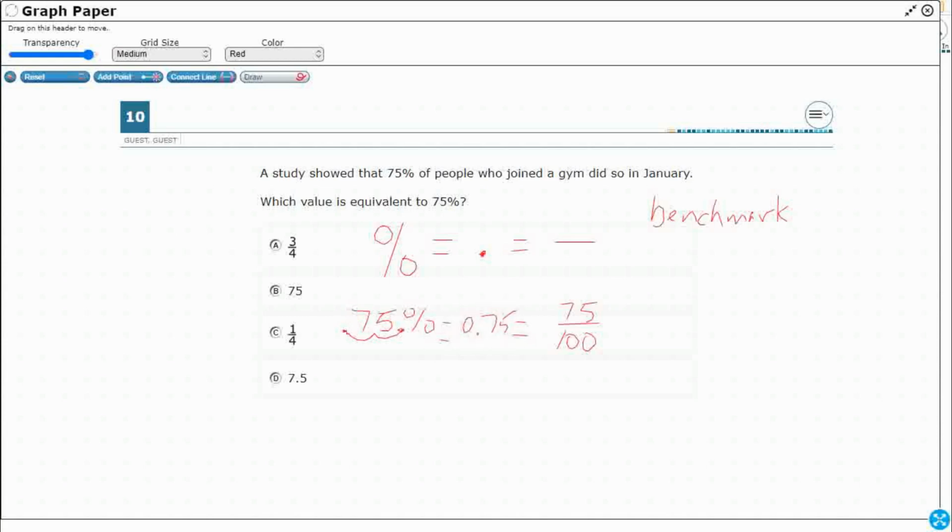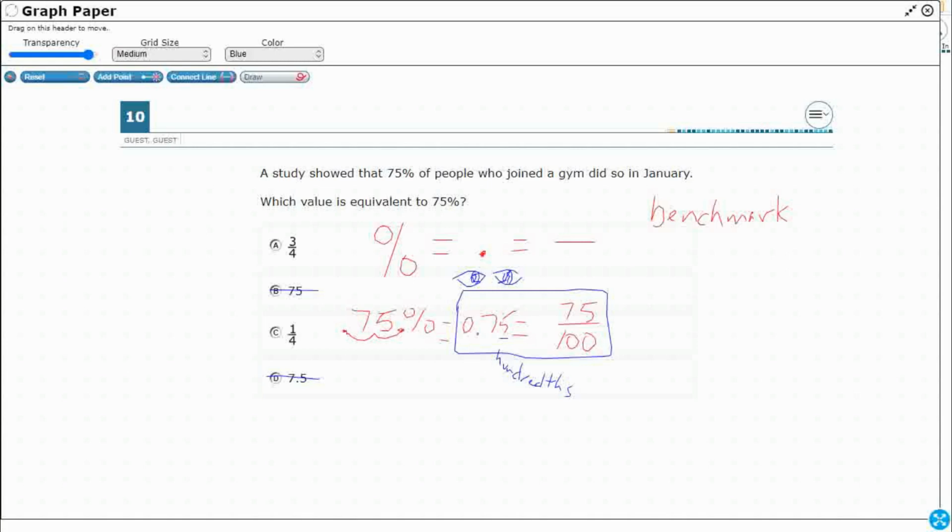Now, these two match right here, because how do I read this? 75 hundredths, and how do I say this fraction? 75 hundredths, because remember, this is the hundredths spot. So what we want to do is get eyes on this. Is there a 0.75? Because that's the equivalent of 75%. I don't see 0.75. I see 7.5, and I see just plain old 75. But that's a whole lot of difference if I said 75 cents versus $7.50 versus $75. That decimal makes a big difference.